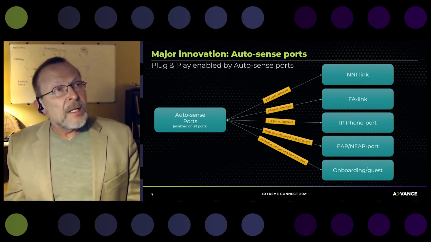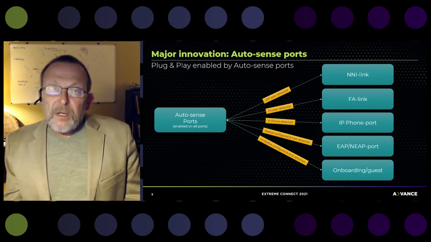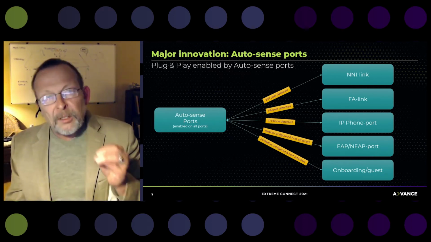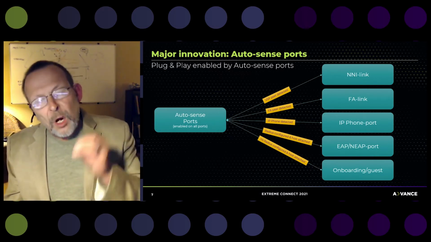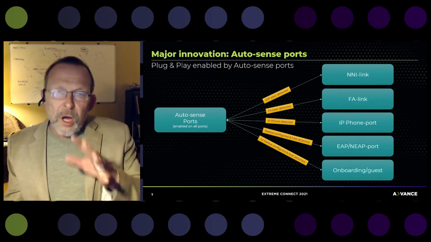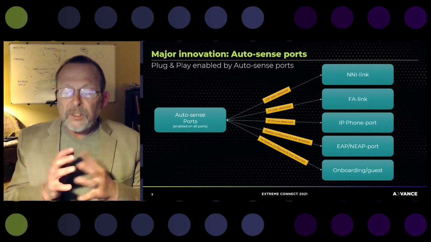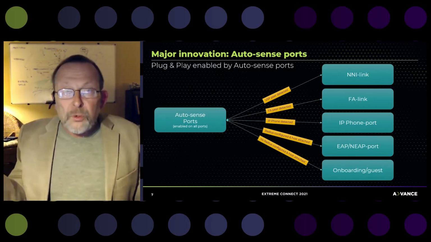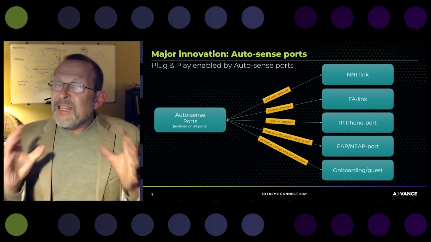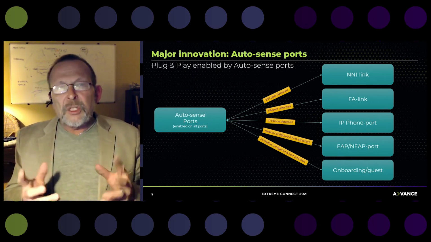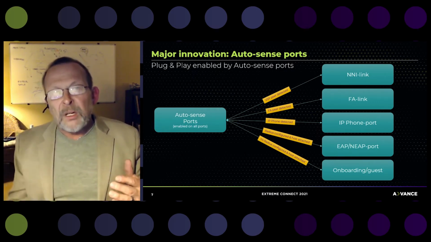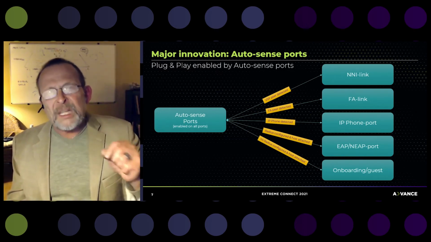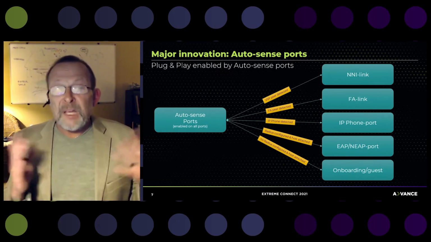This is the first one, Autosense Ports. We've made our switch ports incredibly intelligent so that we can determine the device that we're talking to. Are we talking to another fabric node? Are we talking to a fabric attached access point or perhaps another switch? Are we talking to an IP phone or a user through EAP? These are all modes of communication that can be determined, and from that we can toggle to the appropriate protocol model and to support the end-to-end relationship in an automated fashion.